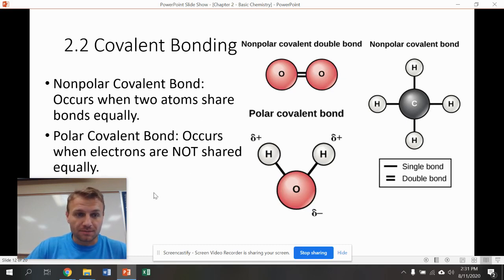Nonpolar covalent bonds, that's what we just talked about. Polar covalent bonds occur when electrons are not being shared equally around the compound. You can see here, water is going to be a polar covalent bond, that's H2O. The electrons are going to hang around at the bottom a little bit more. There's a partial negative charge, and there's a partial positive charge around the hydrogen.